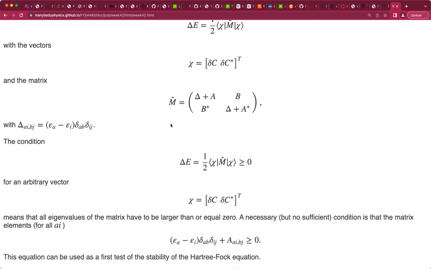But take a look at these expressions, because we will practice a little bit with this with the Lipkin model. And in the Lipkin model, we have very simple expressions for the matrix elements. And then depending on the values of the single-particle energies and the matrix elements, we can get stable solutions or non-stable solutions.